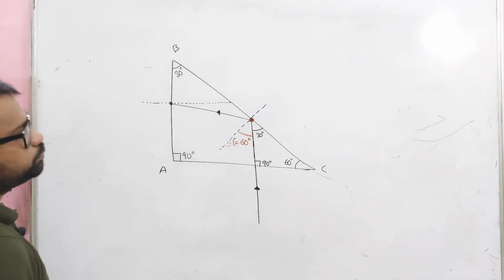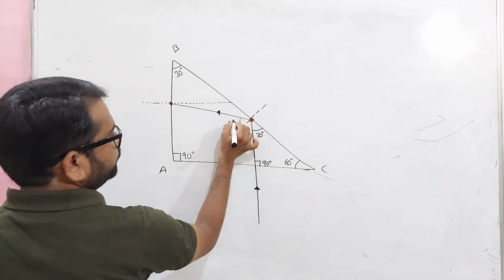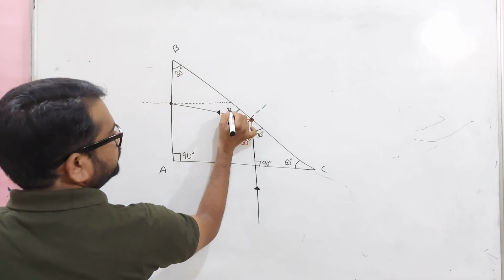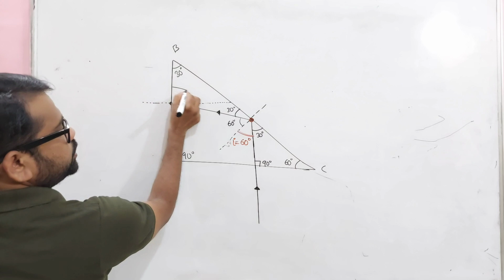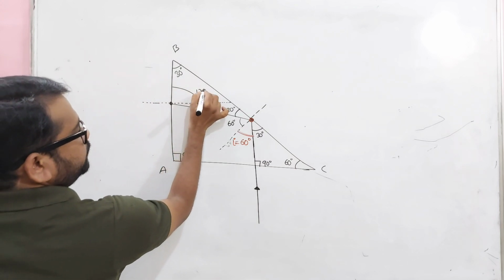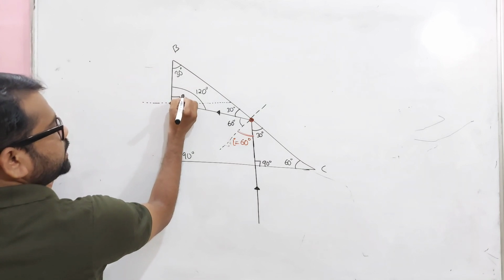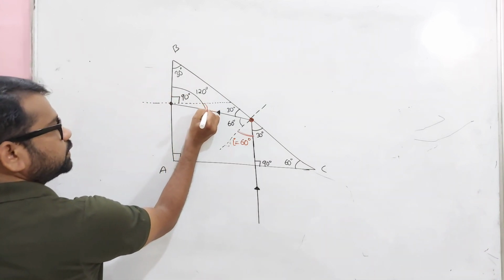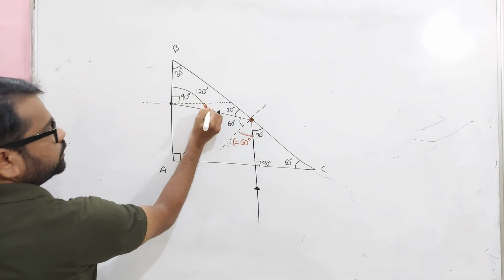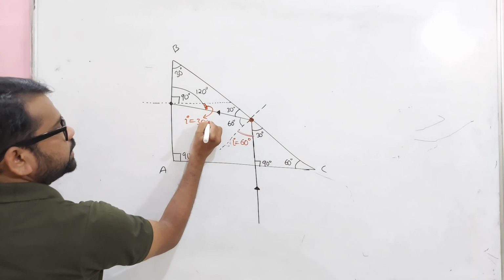Very, very important, children. This is 60, no doubt about it, and this is 30. So clear. 60 means this is 120 degrees. That is fine. And here it is 90 degrees, right? Then what will be this angle of incidence? This will be how much, dear children? Here, the angle of incidence is 30 degrees.